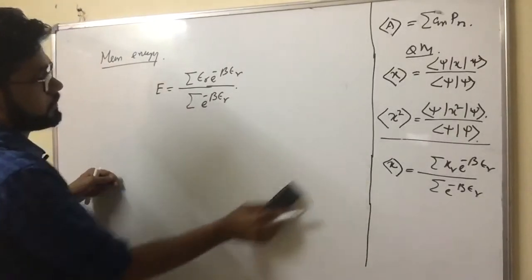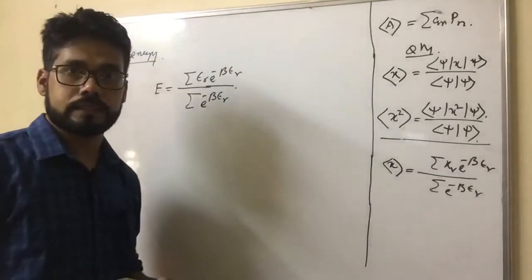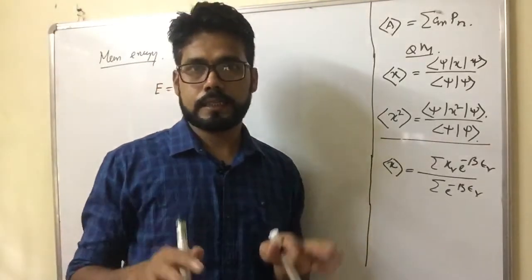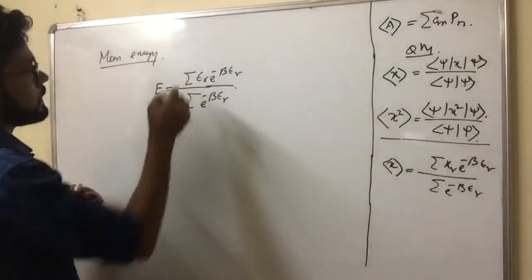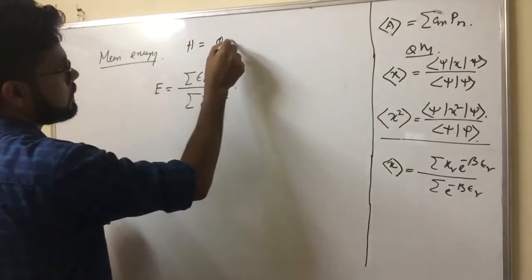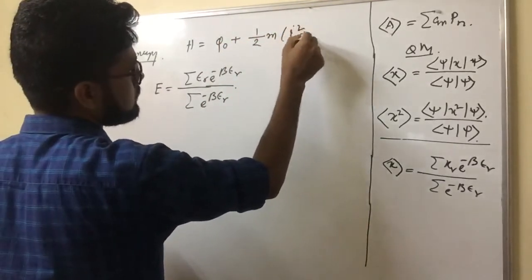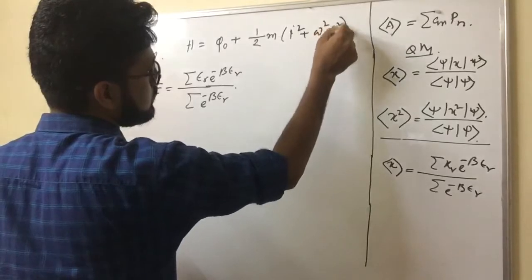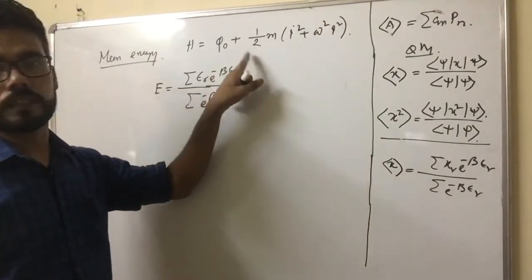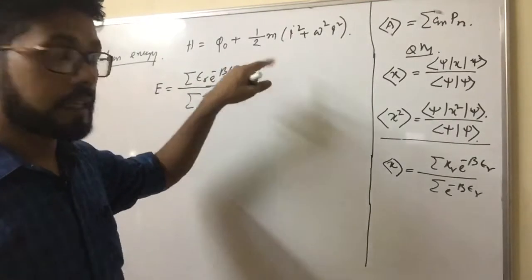If this is the mean energy formula, then when you talk about Coulomb interaction in solids, there is a question that comes in the exam. The question is given like this: if the Hamiltonian of the system is p squared over 2m plus half m q dot squared plus a q squared. This problem is related to phonon interaction in crystals. I will discuss the Debye and Einstein theory in statistics.